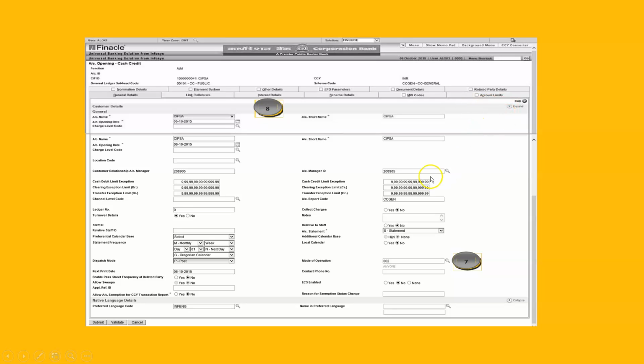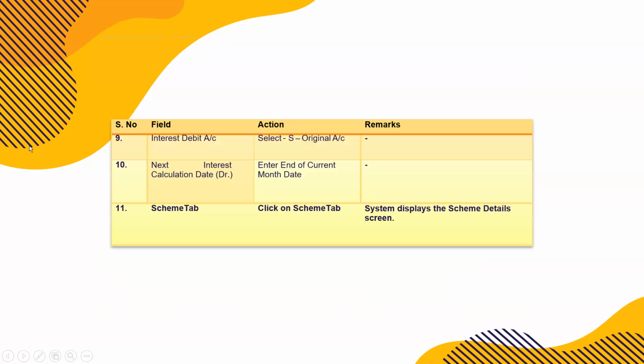So this is the screenshot they have given here for interest details, general details and mode of operation, right? The mode of operation is 002. It can be either or survivor, it can be anything here. You can see this screen shows your general details only, mode of operation and dispatch of the statement. We don't issue any passbook in the CC or current account here.